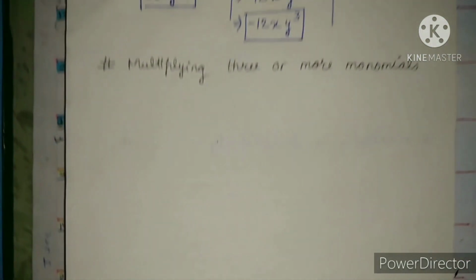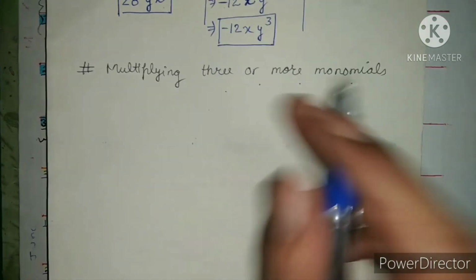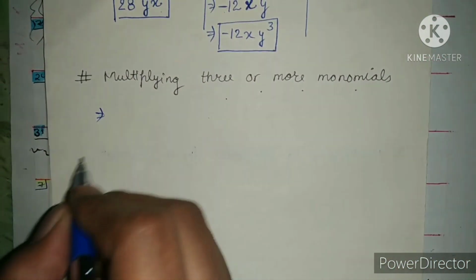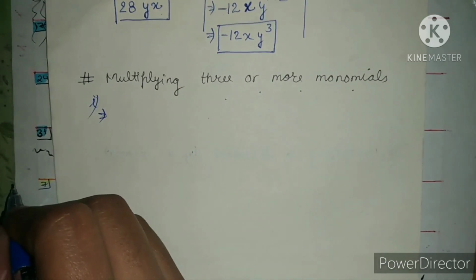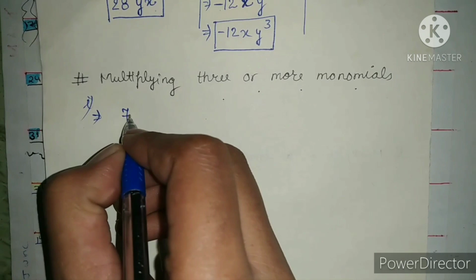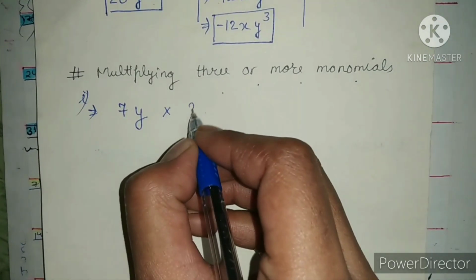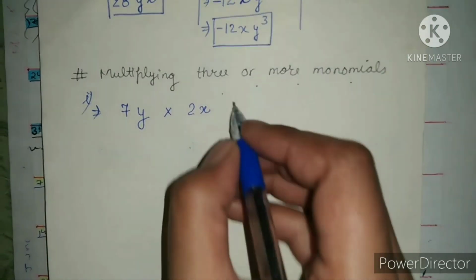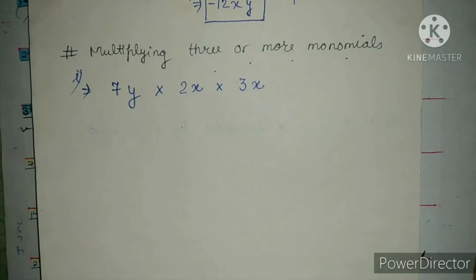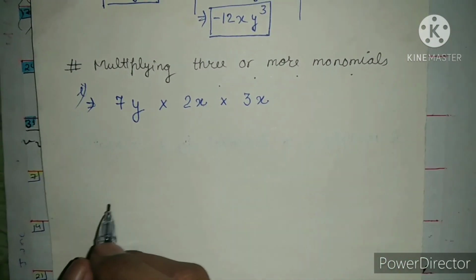Now, multiplying 3 or more monomials. When we are multiplying more than 2 monomials, let's see what happens. Firstly, I am taking any monomials we can take: 7y, it will multiply by 2x, multiply by 3x. So we have to multiply them with each other.